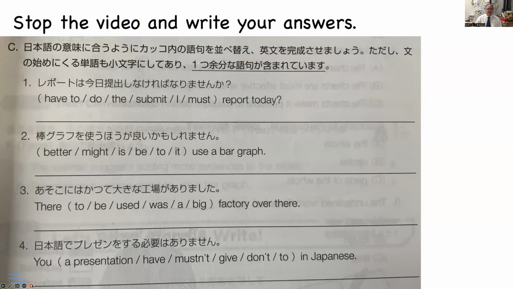And then finally, letter C. You have to put these words in correct order. Number 1: have, to, do, the, submit, I, must, report today. Number 2: better, might, is, be, to, it, use a bar graph. Number 3: there, to be used was a big factory over there. And the last one: you a presentation, have, mustn't, give, don't, to in Japanese.